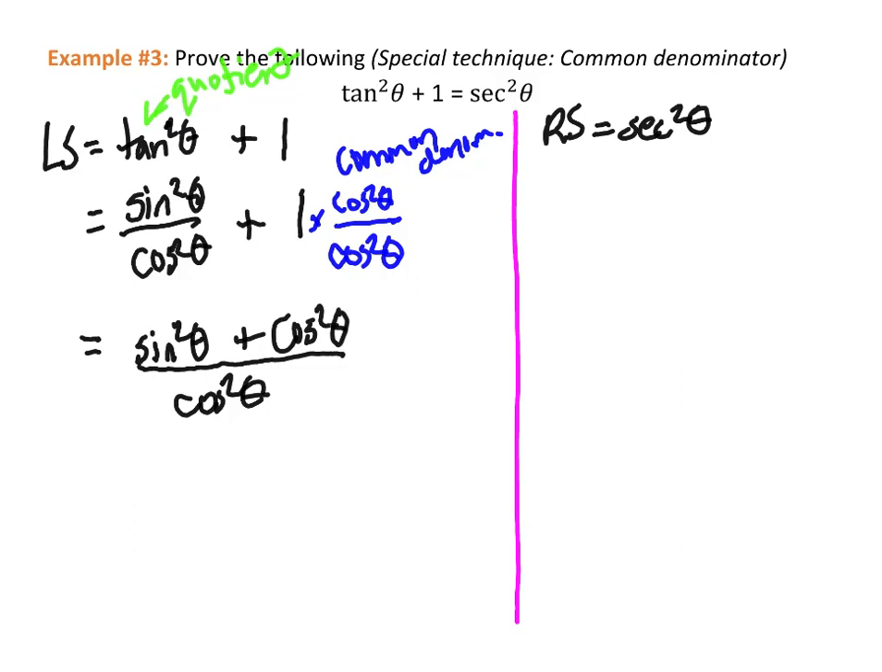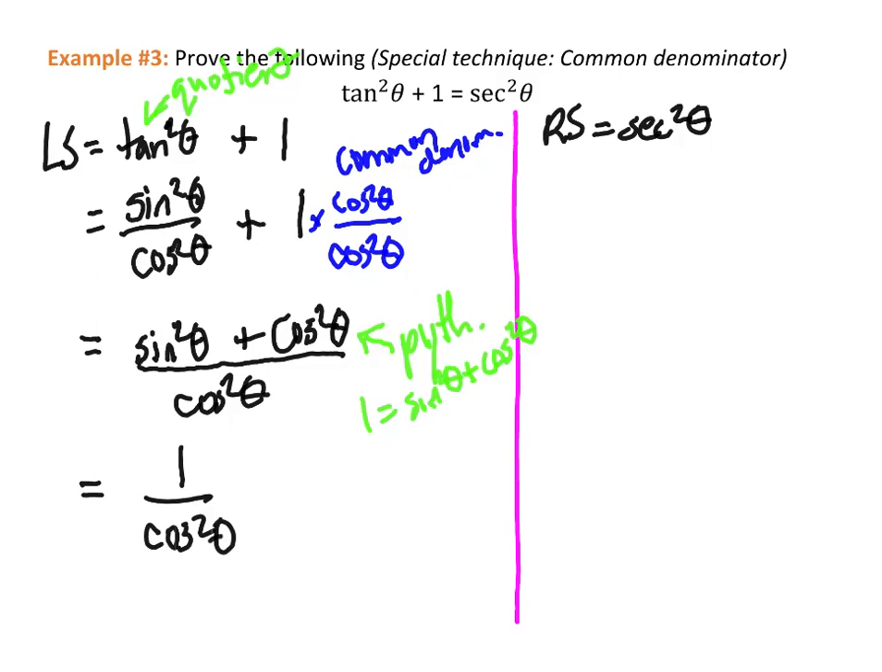I should notice now, ooh, sine squared plus a cos squared, that looks a lot like the Pythagorean identity, which is 1 is equal to sine squared theta plus cos squared theta. So let's toss that in. Sine squared theta plus cos squared theta equals 1. So I get 1 over cos squared theta here.